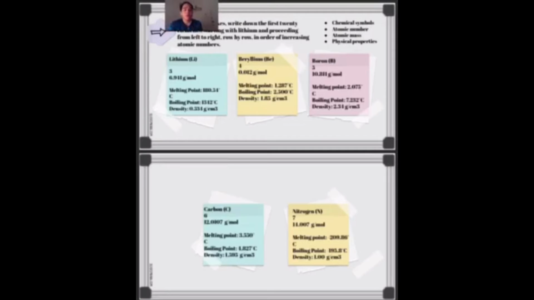Lithium. Atomic number is 3. Atomic mass 6.941 grams per mole. Melting point is 180.54 degrees Celsius. Boiling point 1342 degrees Celsius. Density 0.534 grams per cm3.